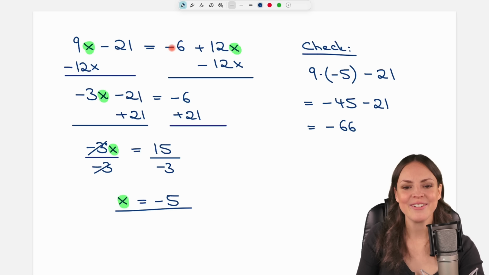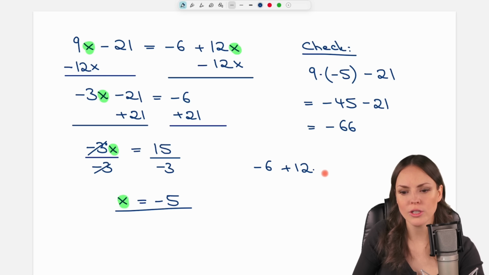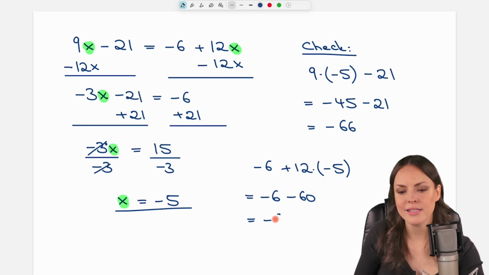So let's pray. We have -6 there, plus 12 times, and for my x, I'm going to insert my solution, so my -5. Let's see what we get here. We have the -6. Here, 12 times -5 equals -60. So in total, we get -66. We also got this on the left side, so both sides are the same, and this is the correct answer.